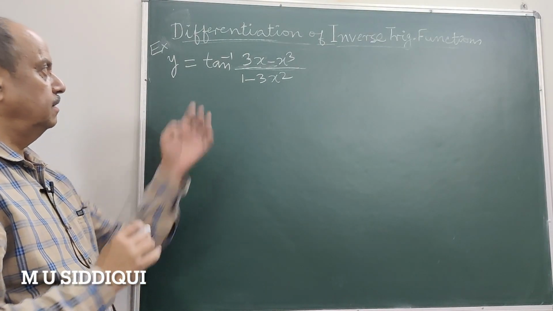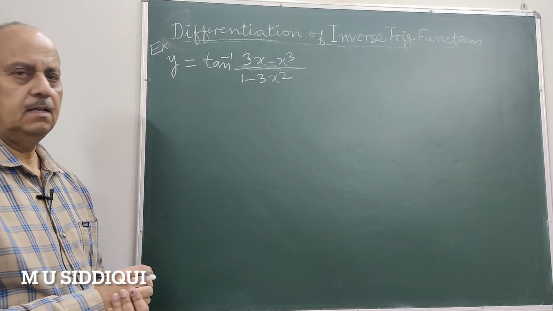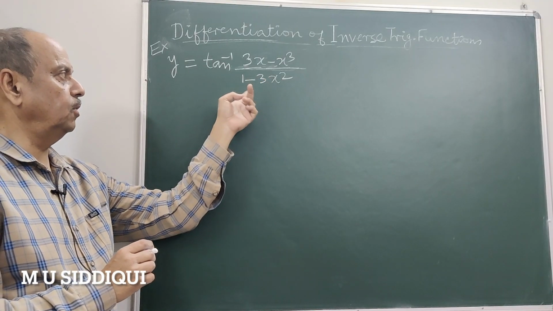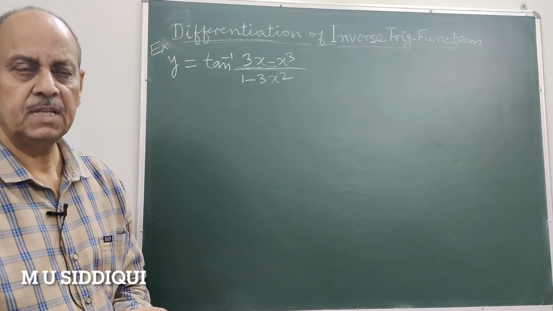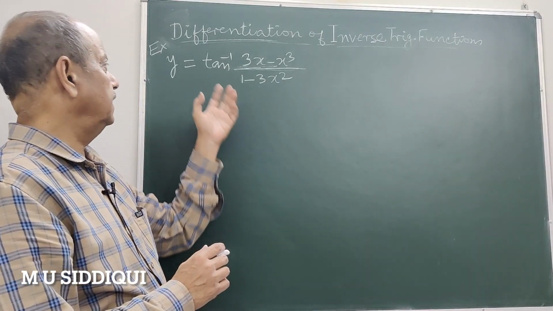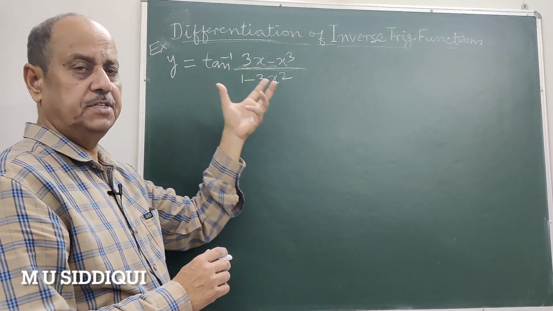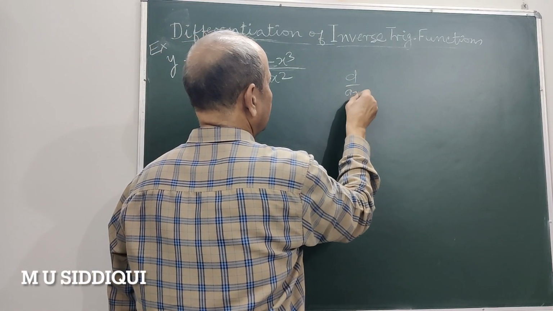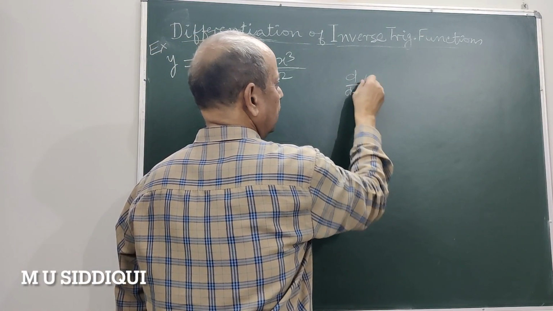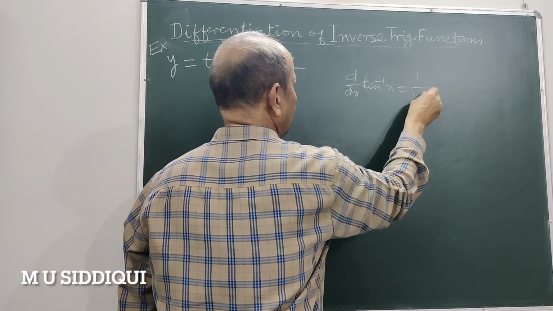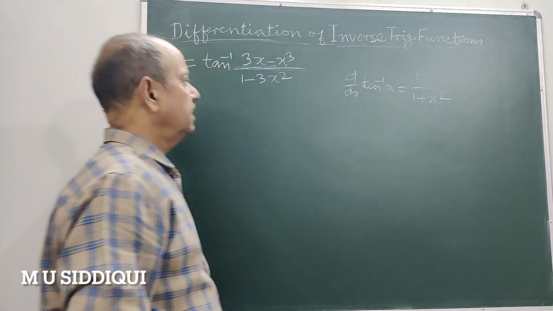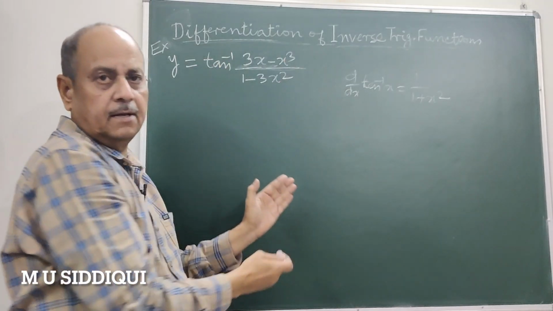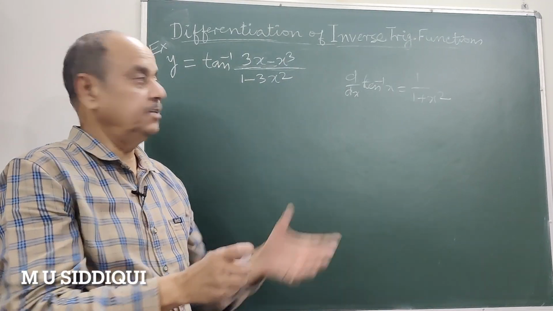Yes, so now let's take more questions. Y is equal to tan inverse of (3x minus x cube) upon (1 minus 3x square). You see, somebody can take tan inverse x to be differentiated, d/dx of tan inverse of x as 1 upon 1 plus x square. So you can consider 1 upon 1 plus this much square and then chain rule differentiate this expression.